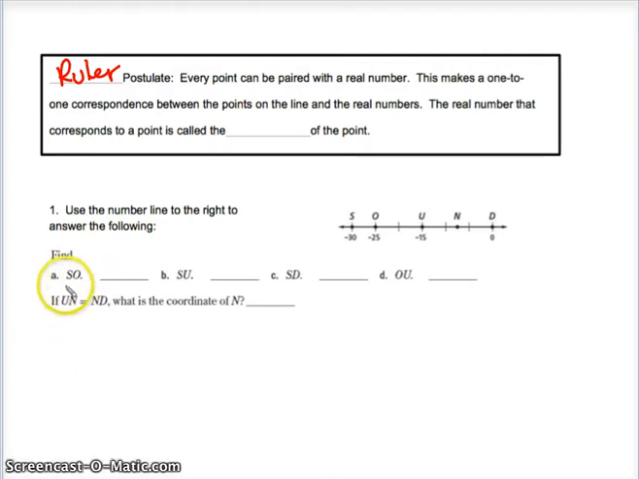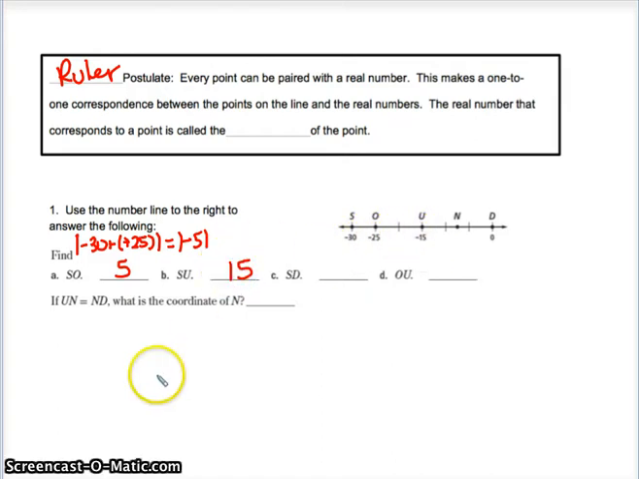So if I'm looking to find SO, I can do the absolute value of -30 minus -25. I've got those negatives next to each other. That tells me to do addition. This is the absolute value of -5, which is 5. Now, if you looked here and just noticed that the space between -30 and -25 is 5, that's fine too. We can do that with SU. If we look from S to U, I go from -30 to -15. We're moving 15 units there.